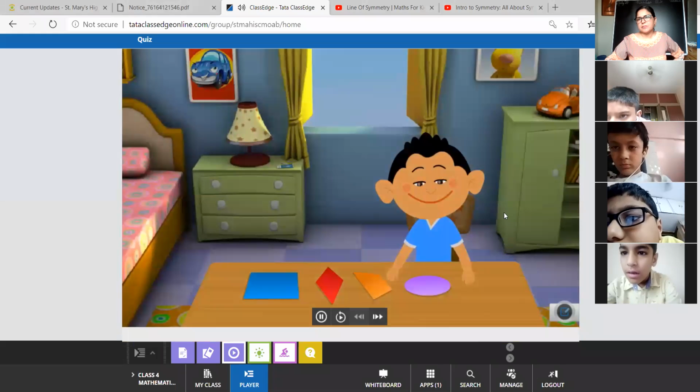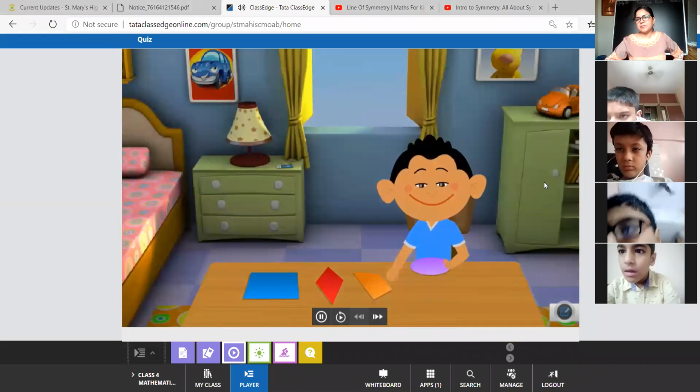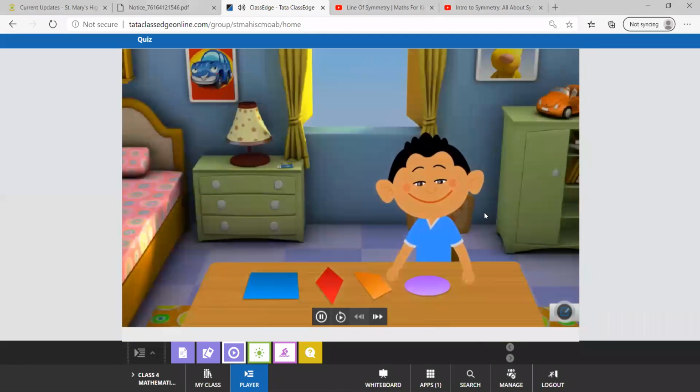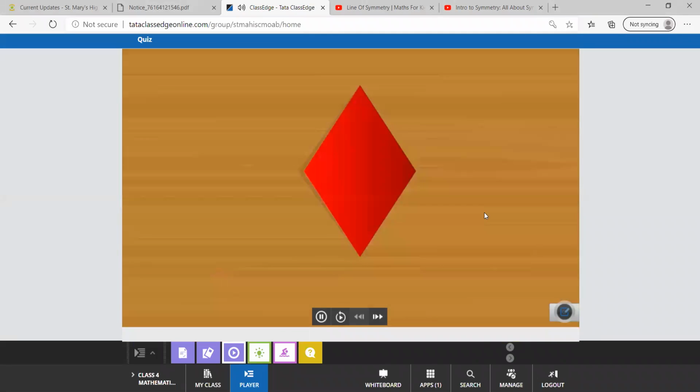Pasha has cut out a few shapes. He wants to know which of these shapes are symmetrical. Come on, let's help Pasha find out. Here is Pasha's first shape.